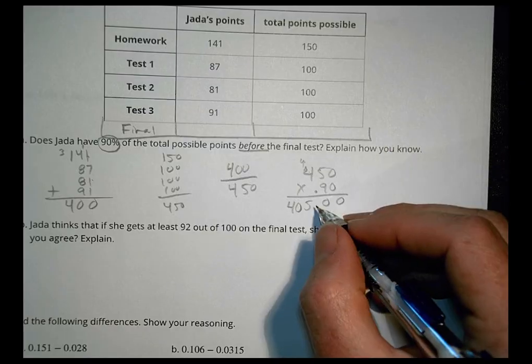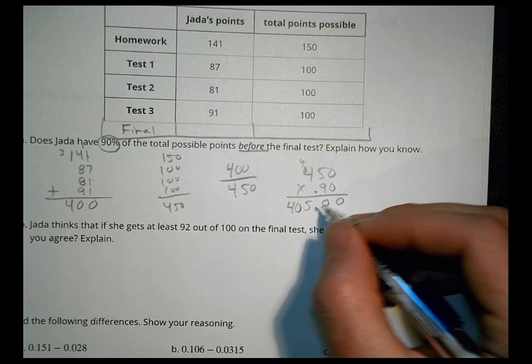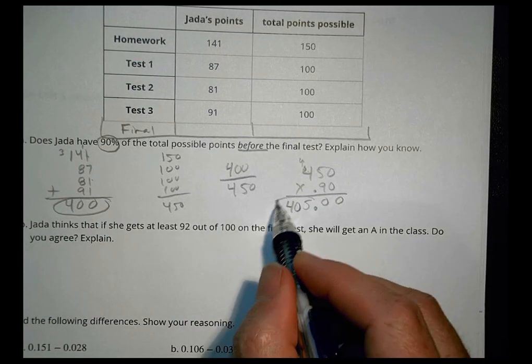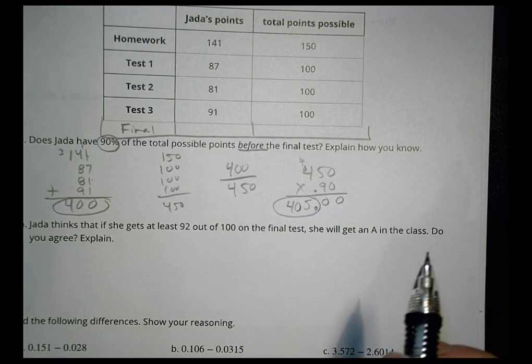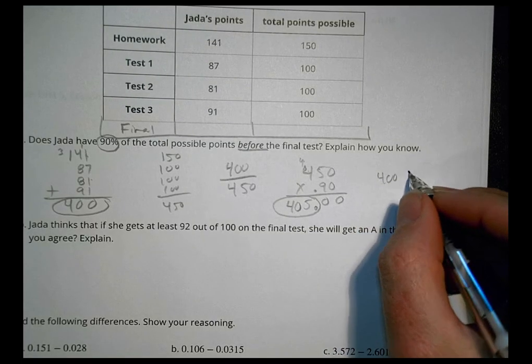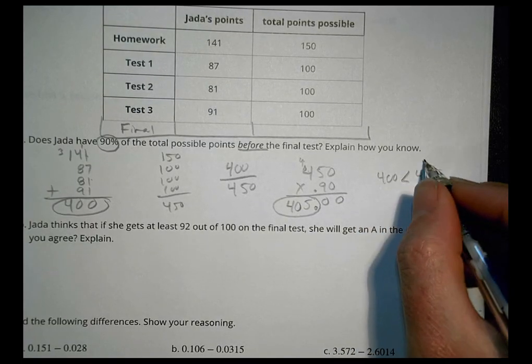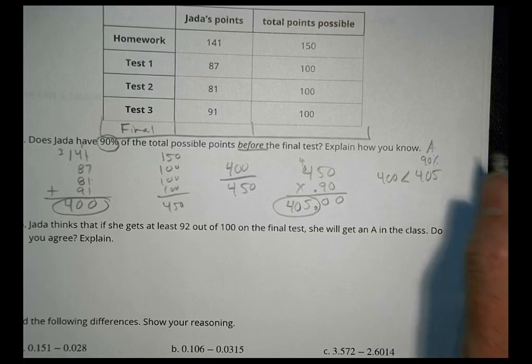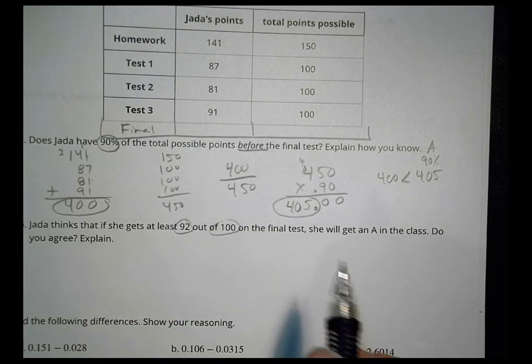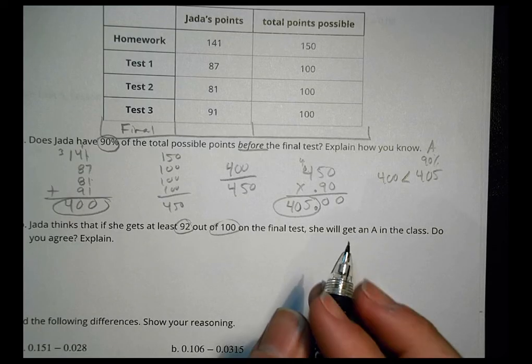She's going to need to have 405 points. She has 400, and she needs 405 at that point to have an A. So she's just below an A, right? Because 400 points is less than the 405 needed to be 90%, an A. She's close. Jada thinks if she gets 92 out of 100 on the final test, she will get an A in the class. Do you agree?